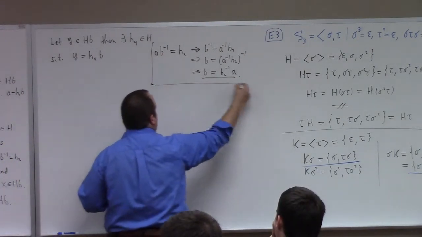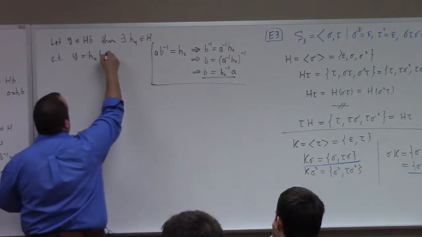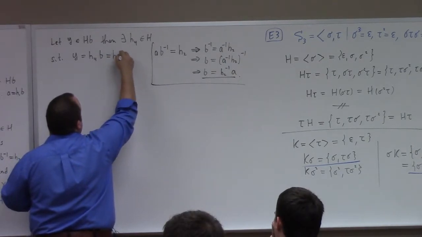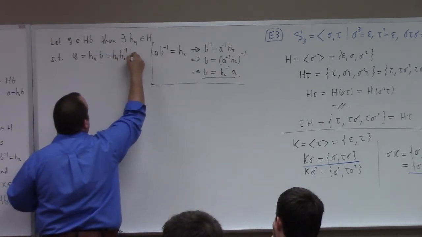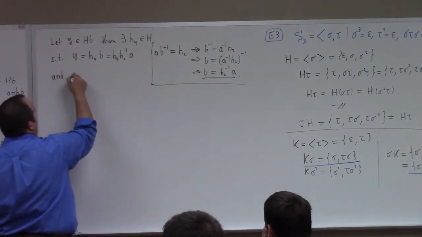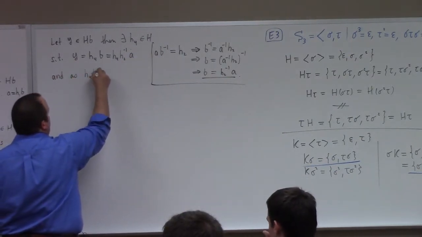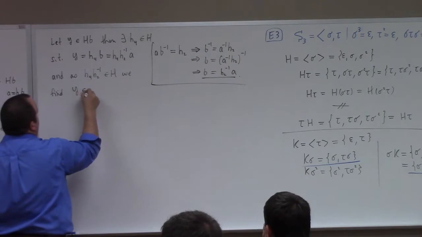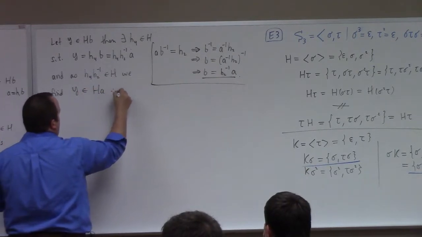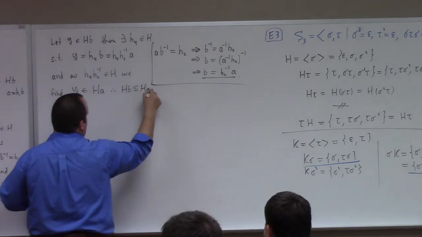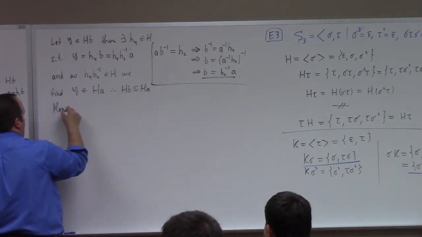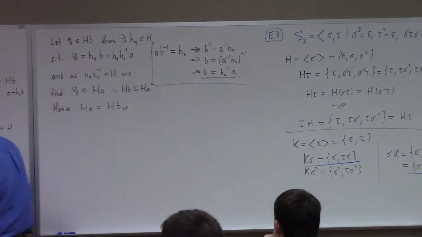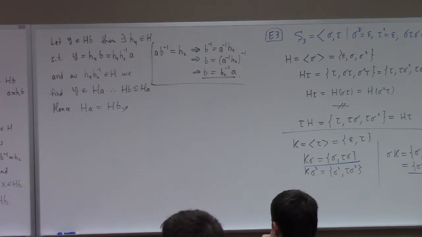I have something else in my notes, but whatever. So B, we can replace B with what? H4 H2 inverse A. And as H4 H2 inverse is an element of H, we find that Y is an element of HA. Therefore, HB is a subset of HA. Hence, HBA is equal to HB. That completes the proof of 4. I'm sorry, 3.